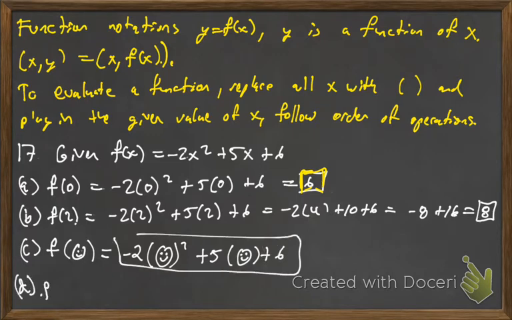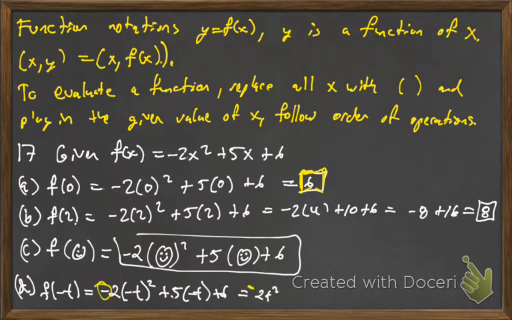And finally, we'll do f of negative t, which will be negative 2 times negative t squared, plus 5 times negative t, and plus 6. So negative t squared will make it a positive t squared, but because you had a negative on the outside, you're still going to have a negative there, so negative 2t squared, and then minus 5t, and then plus 6. Okay, that's it there. So I think we got 2 more examples of doing a little bit of evaluating with functions, and then we'll do a difference quotient.